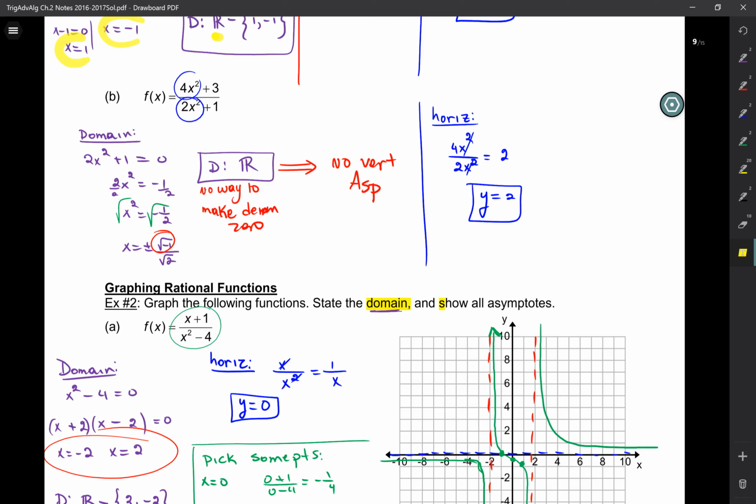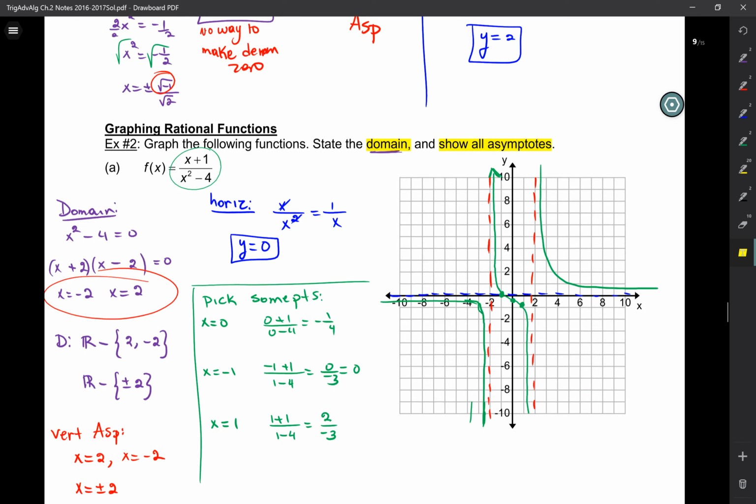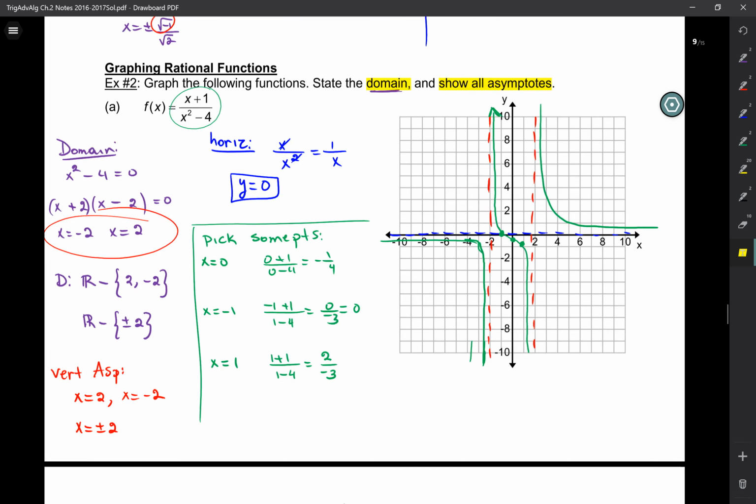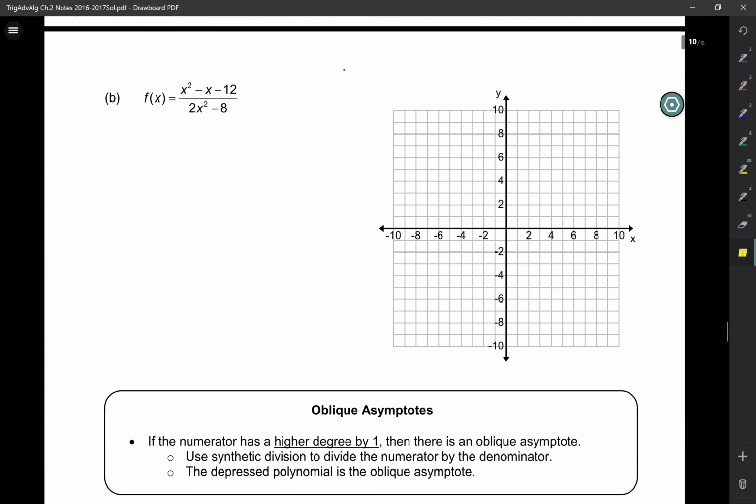We're gonna find the domain. We're gonna show the asymptotes. We're gonna do a second example now. All right, we did this first one, A. Now we're gonna do the second one.